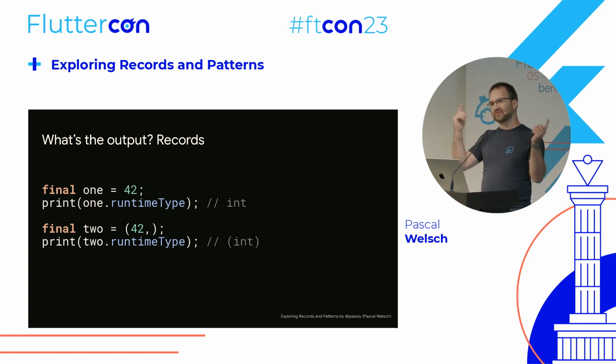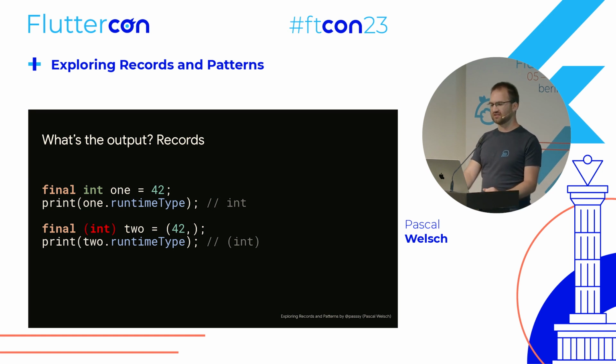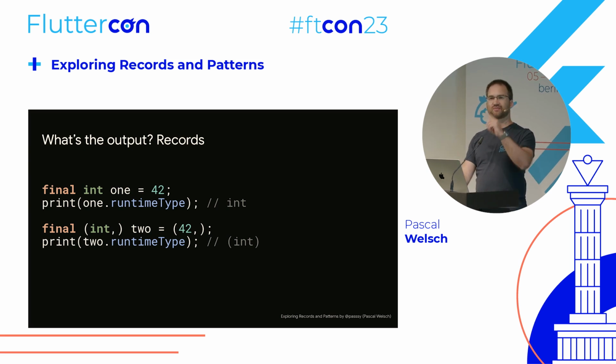Because the parentheses at the top are just syntactic sugar, they are completely ignored, it is just an int value. This is also the same if we add the explicit types. At the top, we have just an integer value. At the bottom, we have this record, but a record requires a comma, so we have this to make it compile. Very interesting.